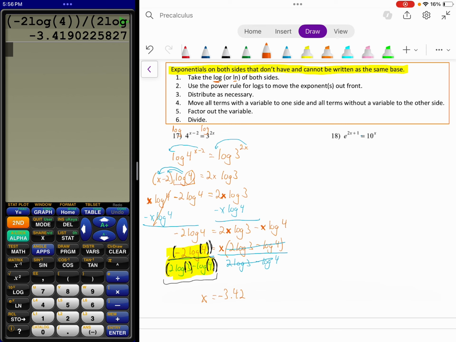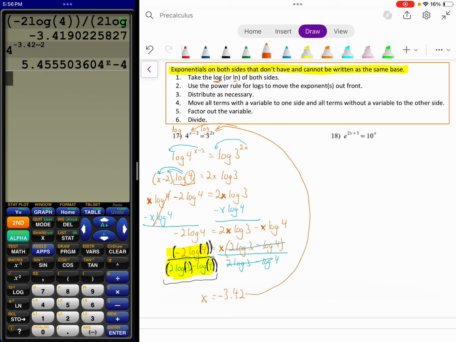There's our answer. We can plug this back in for x. So let's practice it. We got 4 to the power of x minus 2. So I'm just going to put in that negative 3.42 minus 2. That's our first one. So hit enter.